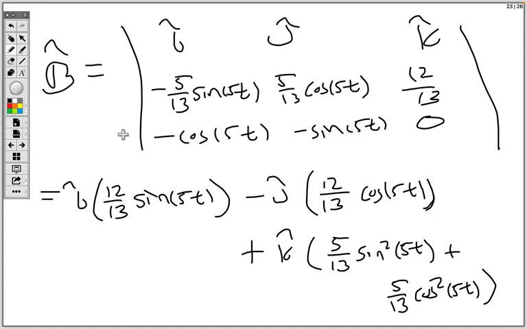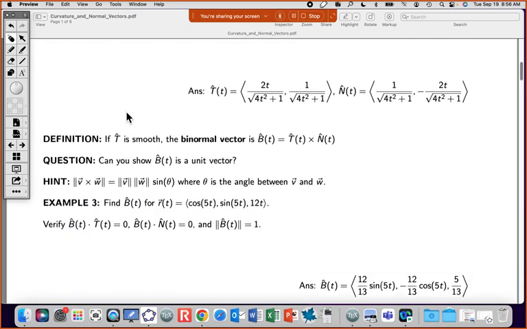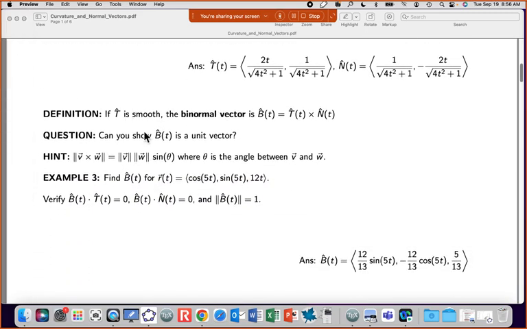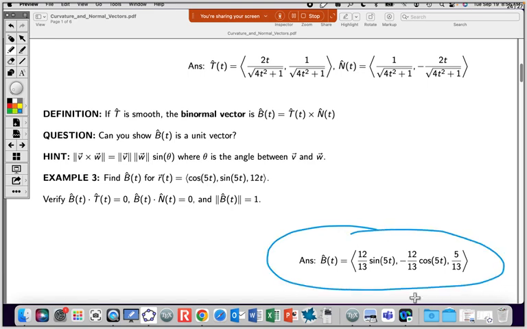What's 5/13 sine squared of 5t plus 5/13 cosine squared of 5t going to work out to be? Five thirteenths. And so there you go. That's our binormal vector. And I'll leave it to you to go through these calculations to make sure everything's working the way it should. We've done a couple of these calculations today already, so you can do that.